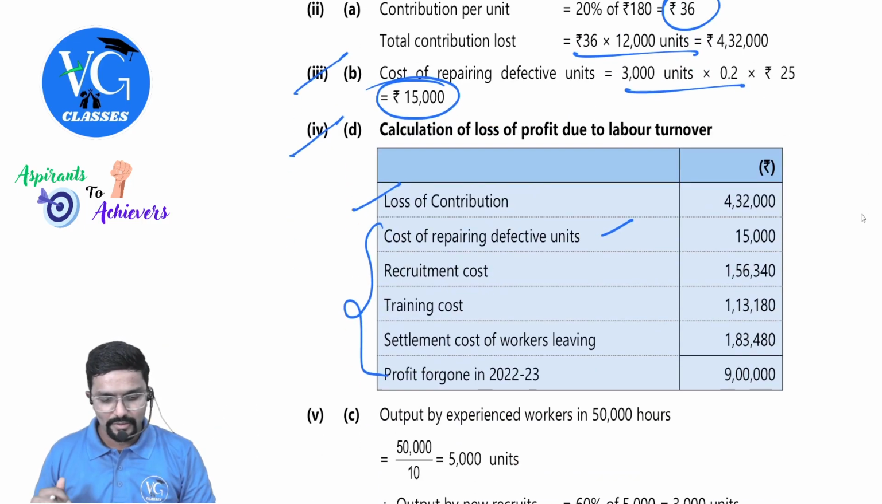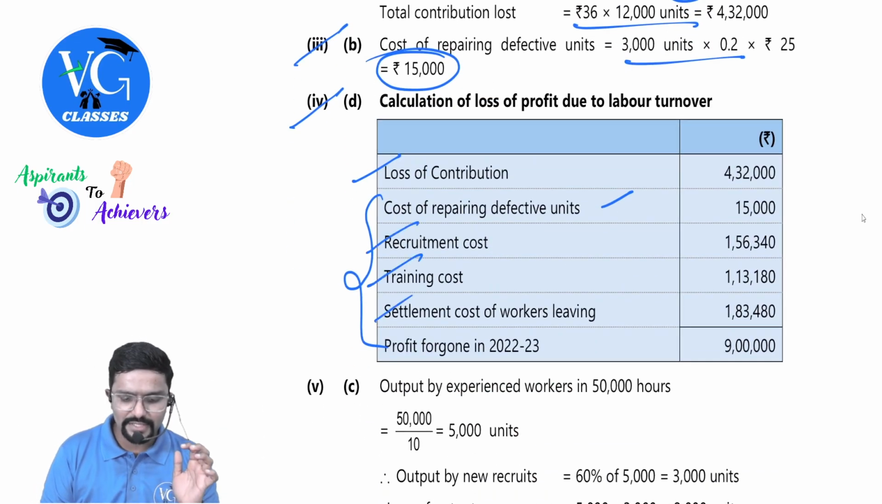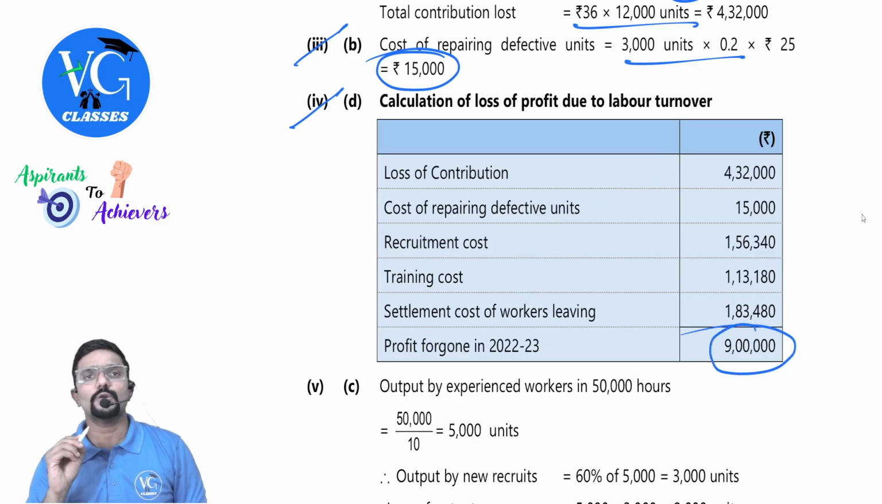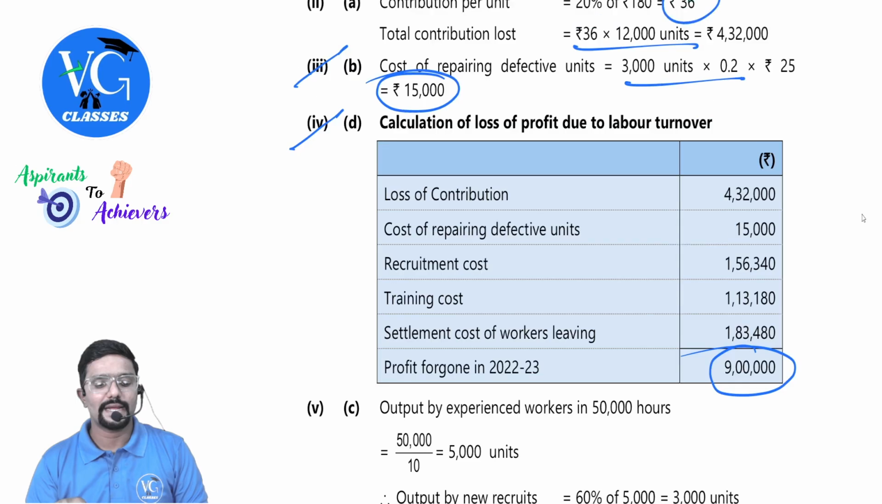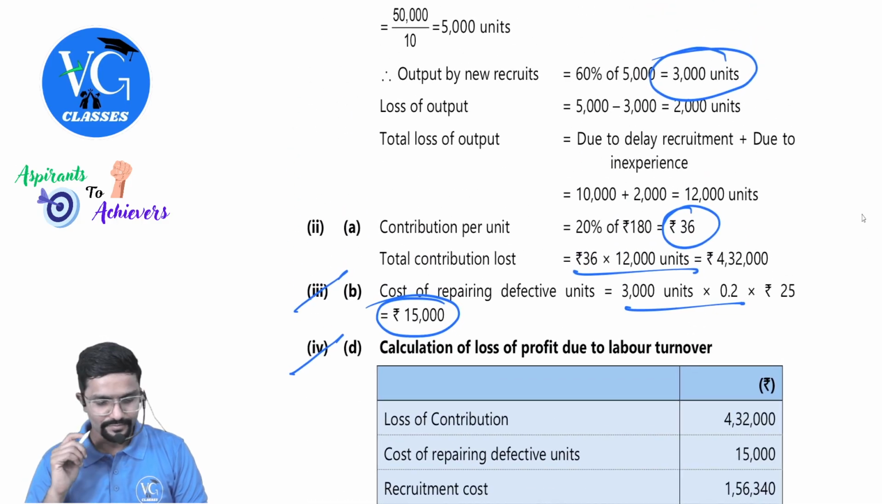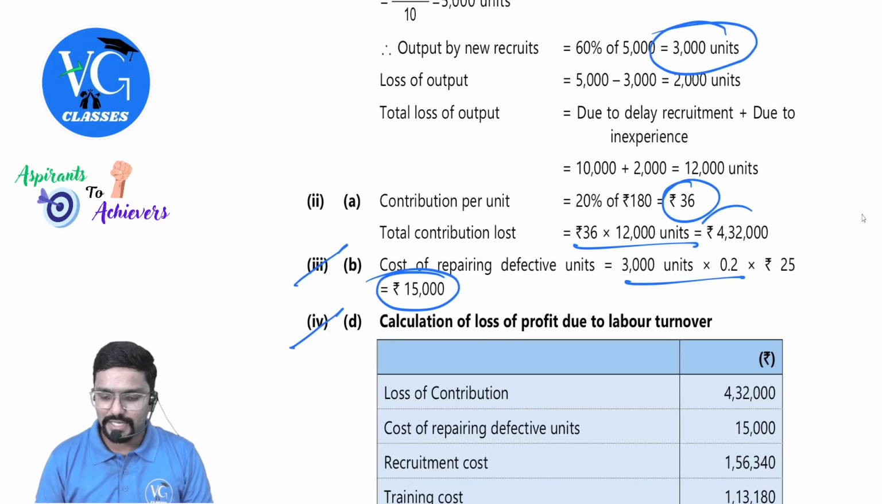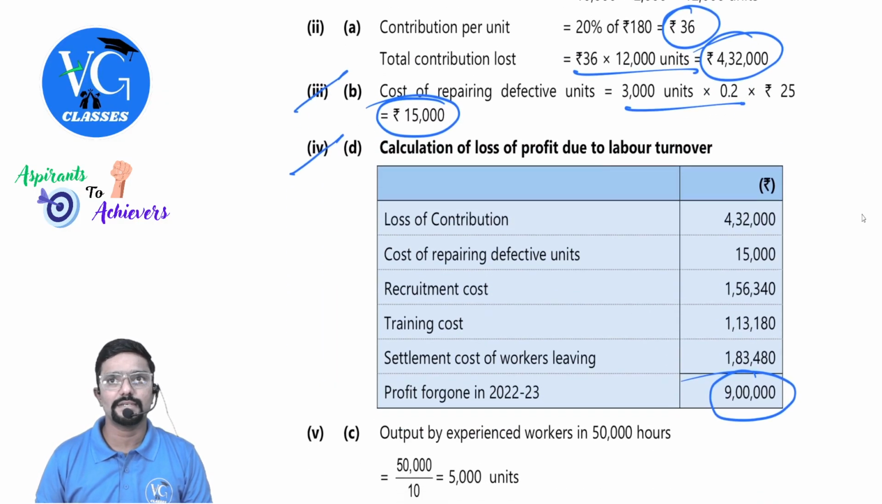Okay, then recruitment cost, training cost, settlement cost, they have given directly in the question. You can just have a look at it. Just add up here, guys. So what is the total profit foregone? 9 lakh. 9 lakh, guys. Please be careful. Contribution foregone is asked separately. Profit foregone is asked separately.